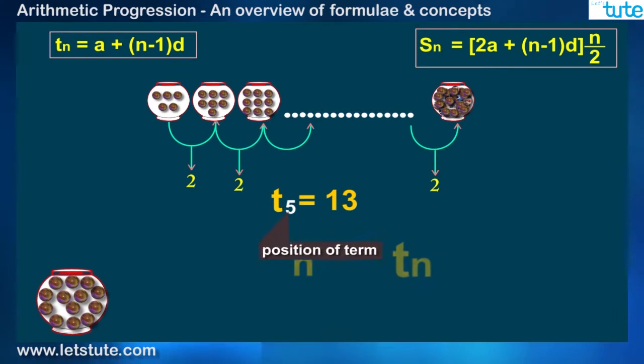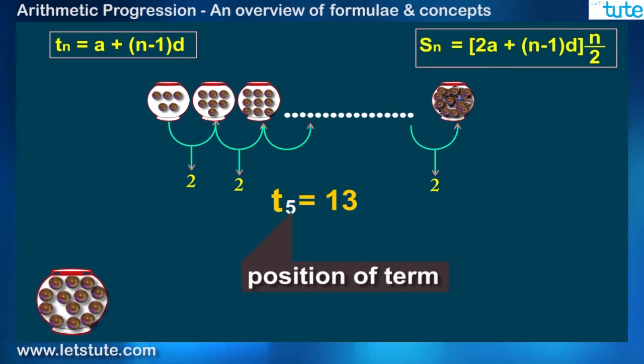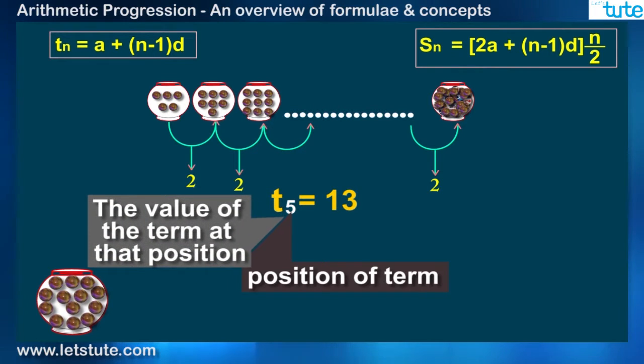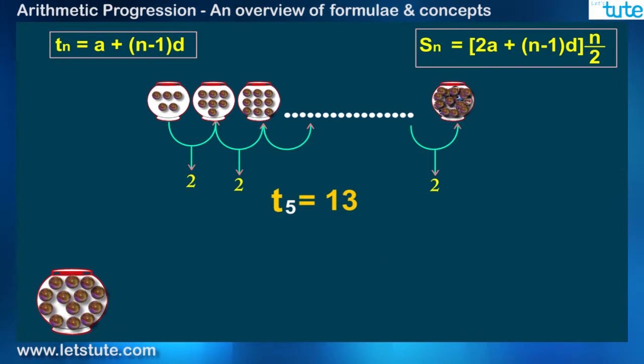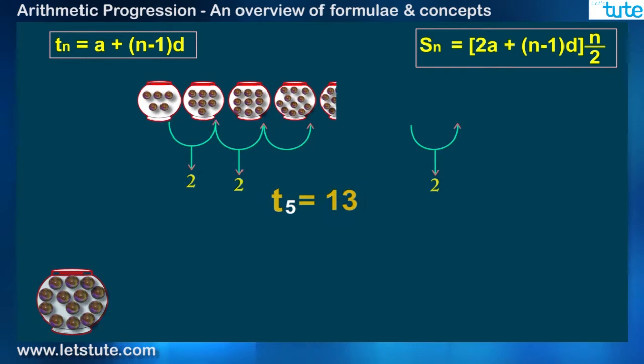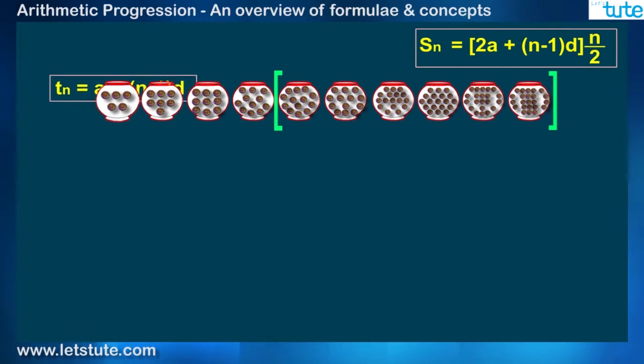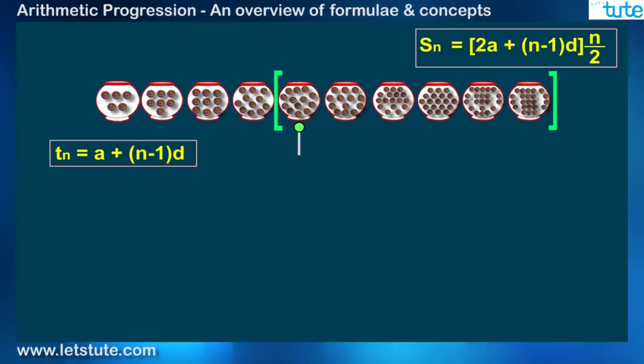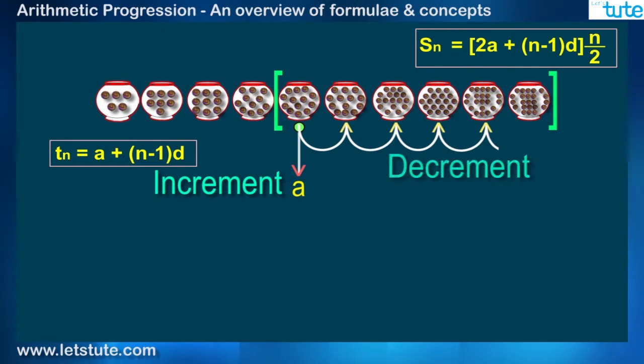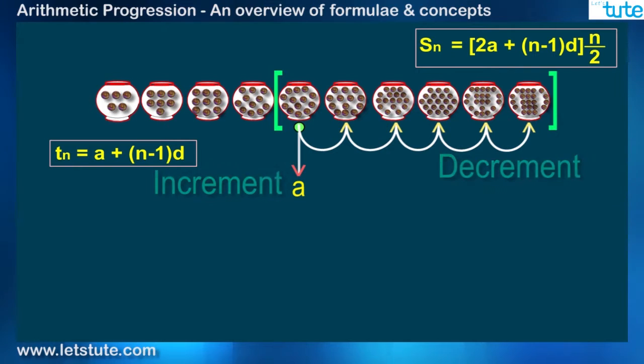So n tells you the position or the number of terms, where Tn represents the value of the term at that particular position. So here the place of pot is nth and the number of marbles in that pot is Tn. We may select any range, like if I select this range, then the very first pot in that range will automatically become A, that is the first term of AP. And the increment or the decrement in the next term is represented by D.